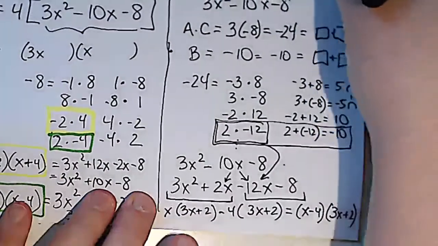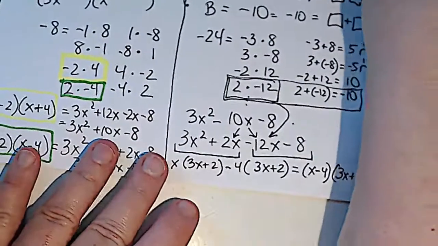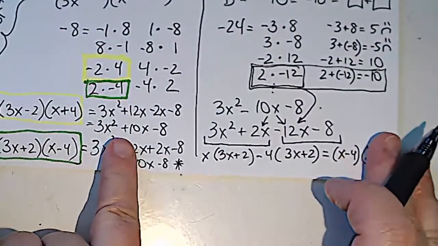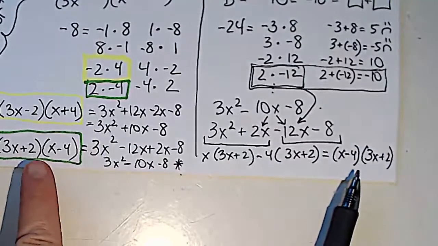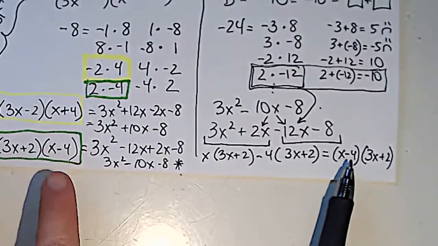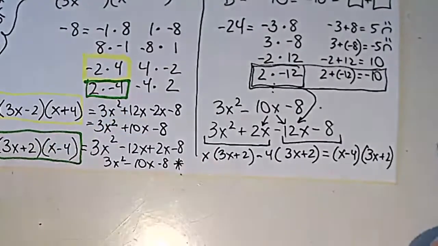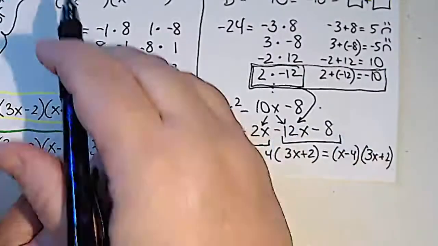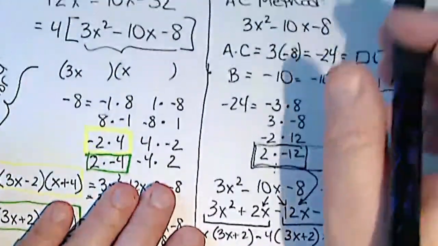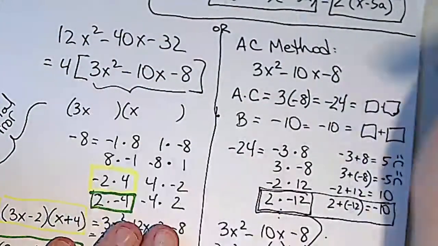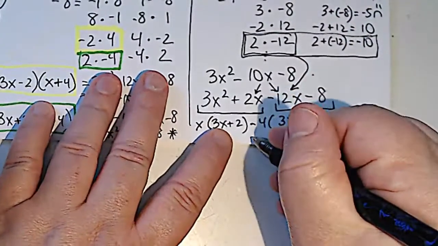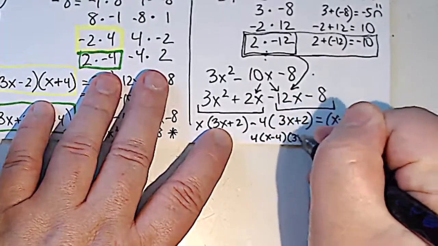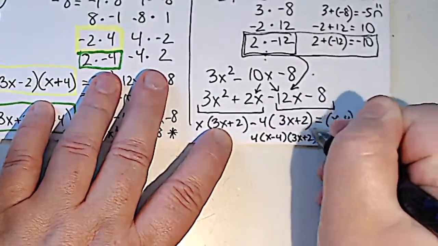Did we get the same answer? Oh my goodness, this is very exciting. Let's see, how do we do this? There we go. Look, it's the same answer. The problem is there's no room. It's so tiny. So what's my final answer? My final answer is this 4 times those two factors. So my final answer is 4 times x minus 4 times 3x plus 2.